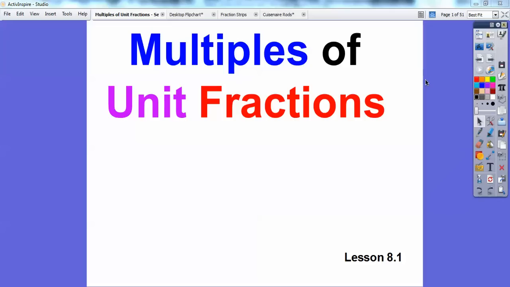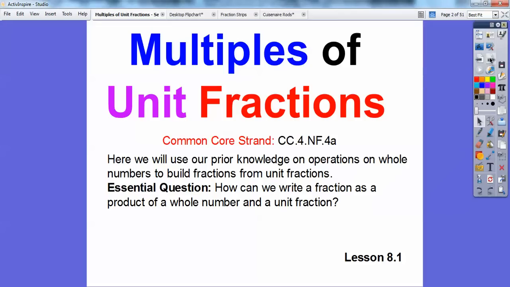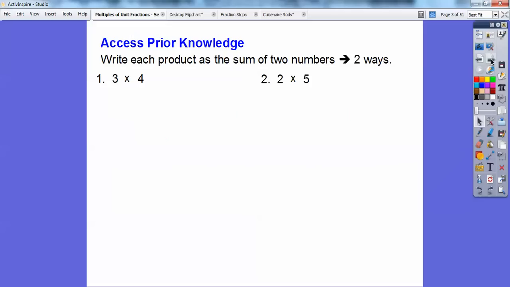So, all right, this lesson is on multiples of unit fractions. So here we go. The Common Core is stated there, and we're going to use our prior knowledge on operations of whole numbers to build fractions from unit fractions. Our question is, how can we write a fraction as the product of whole numbers and unit fractions? Unit fractions means there's a 1 in the numerator, so we'll get to that in just a second.